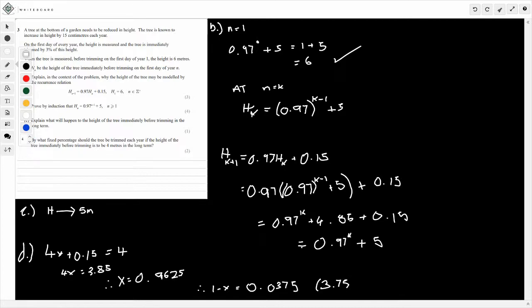Make sure you give your answer as a percentage. And there you go. That's what we were looking for, that fixed percentage. Remember, it's not this here, but 1 minus this. Similar to how we did it here, we're not timesing it by 0.03, it's 0.97. It's the same idea here. Just make sure you do 1 minus that.